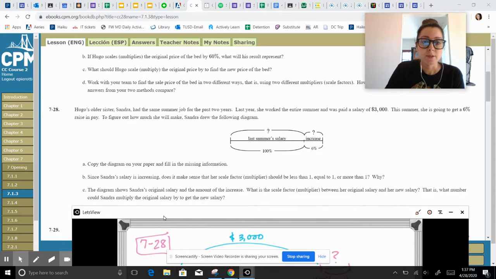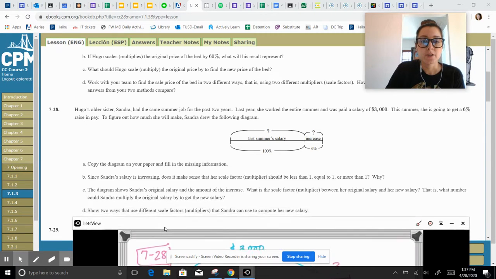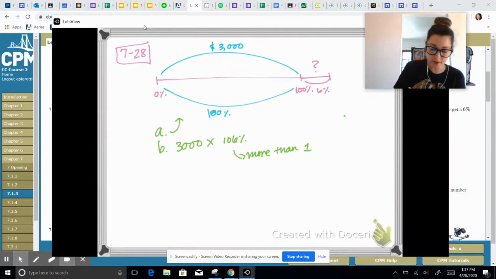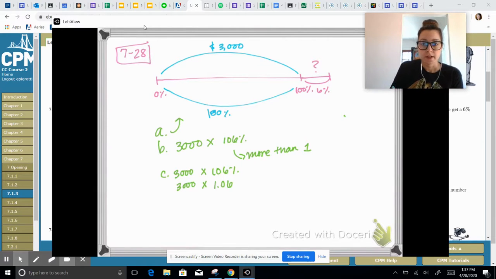Okay, so part C, what is the scale factor between her original salary and her new salary? What number could she multiply her original salary by to get the new salary? Okay, so I kind of showed that already. She can multiply it by 106%, or if we wrote that as a decimal, 1.06. Okay, so that would give us a grand total of, I believe, $3,180.